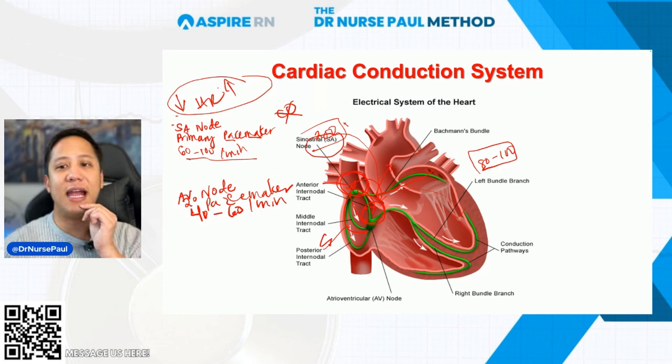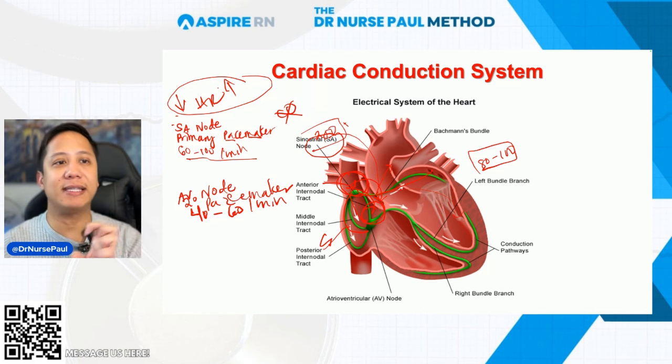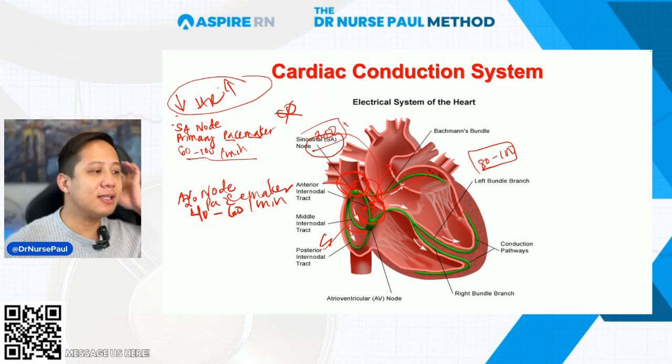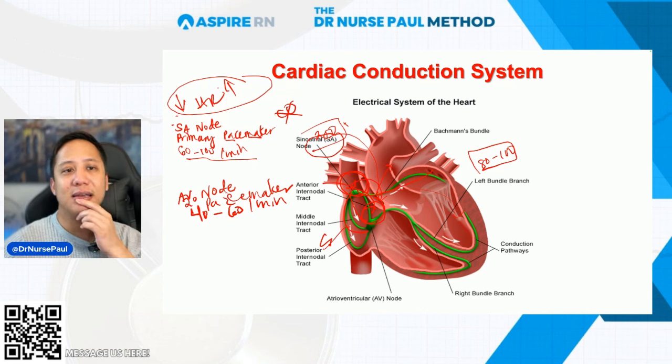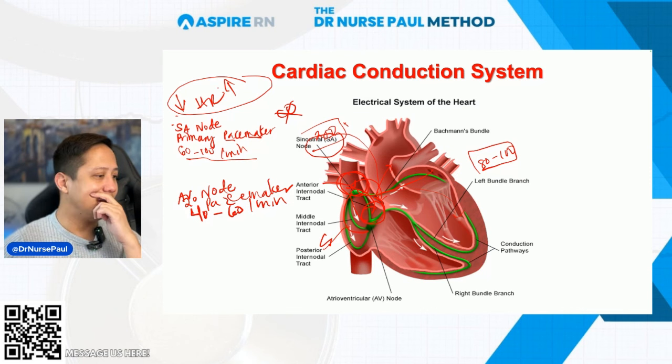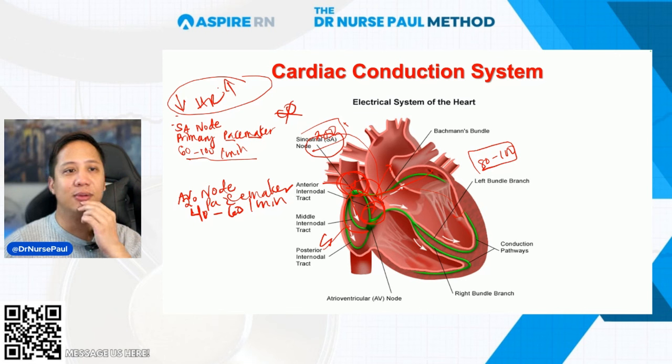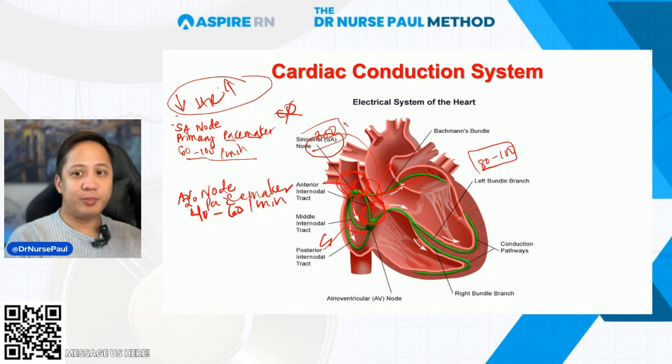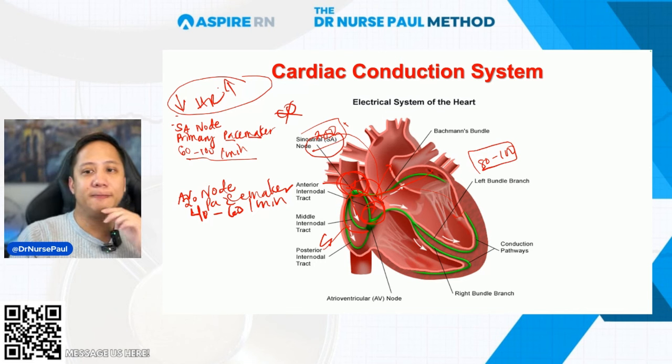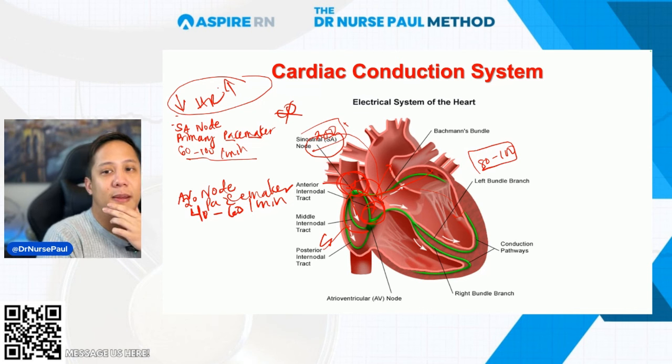Again. What is the secondary node that protects your ventricles in case the SA node misfires? Go. Very good. The AV node. There's a little delay in our stream here. How much can the AV node give in a minute? 40 to 60. Very good.